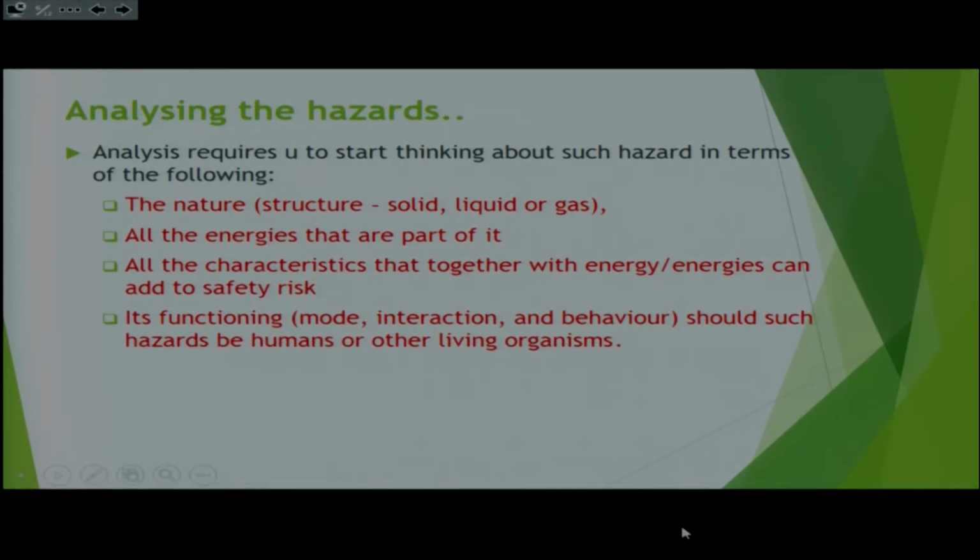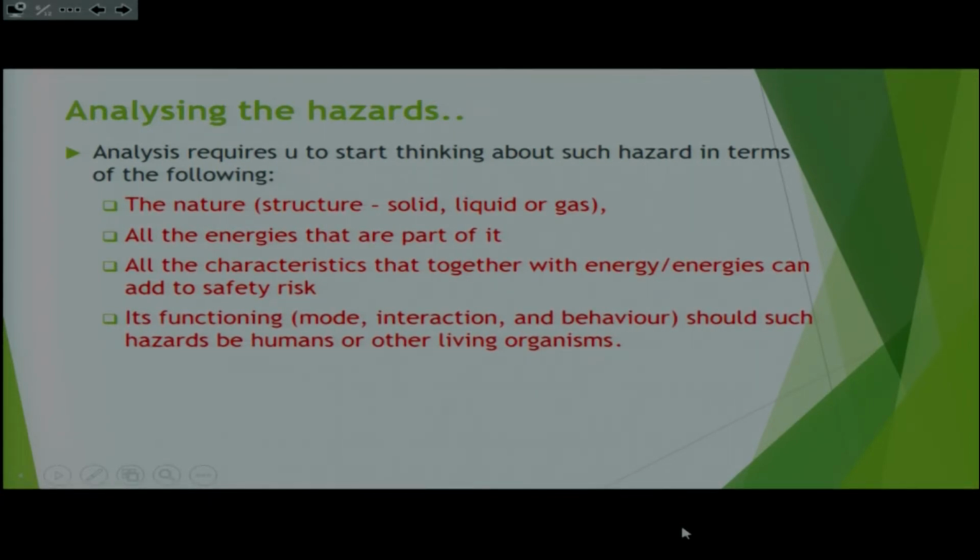So once you consider all these four things, it will be simple for you to be able to analyze that hazard. The nature, the energies that are part of it, the characteristics together with the energies, its functioning, which has the most interactions and behavior.